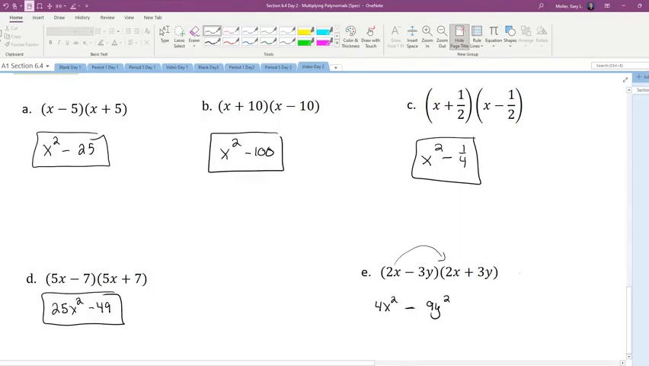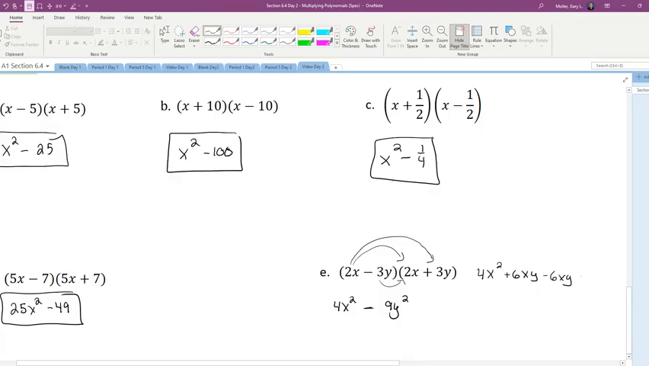2x times 2x is 4x squared. 2x times 3y is a 6xy, and it's positive. Negative 3y times 2x is going to be a negative 6xy. And then a negative times a positive is going to be a negative. 3 times 3 is 9, y squared. My middle two cancel out, and I get my answer.